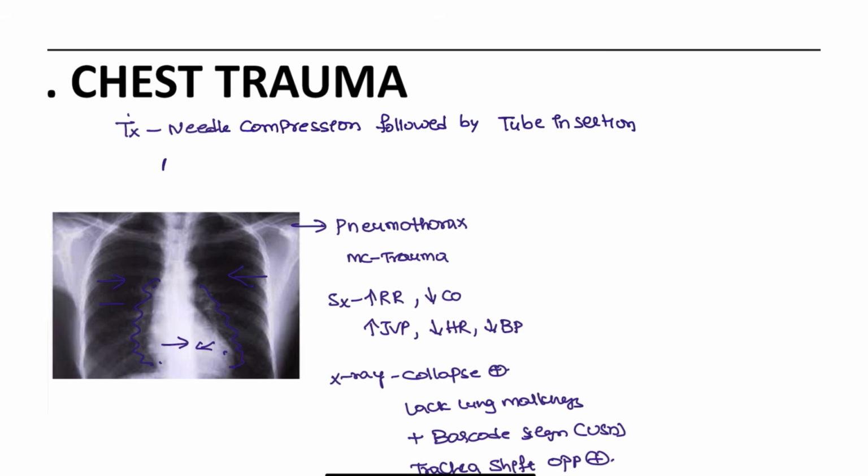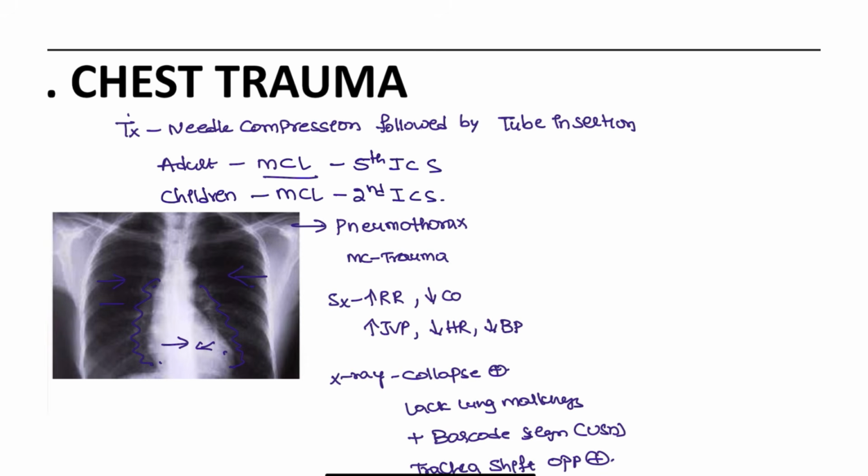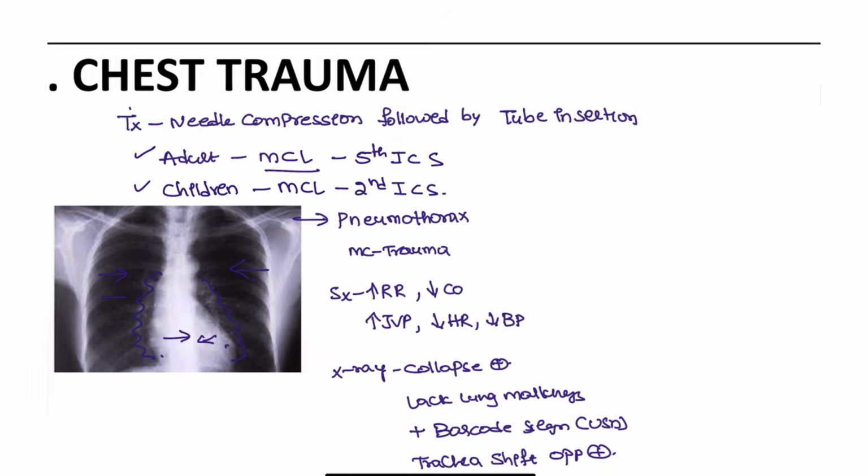So where is the location for an adult patient? It is the mid axillary line, sorry, the mid clavicular line, at the fifth intercostal space. Next, children: mid clavicular line at the second intercostal space. This is where we are going to do the needle decompression.